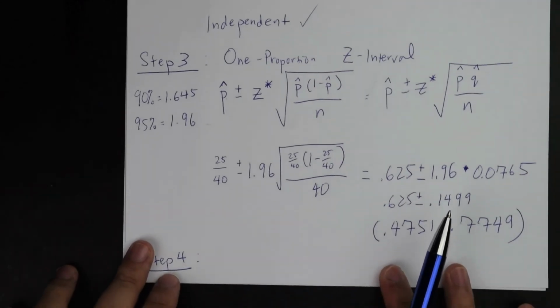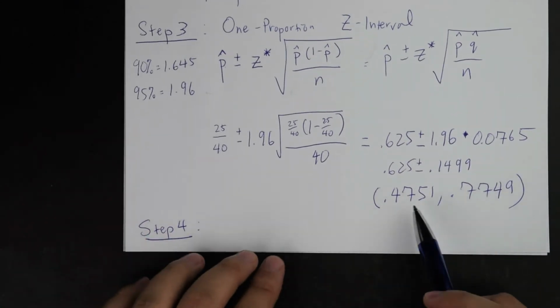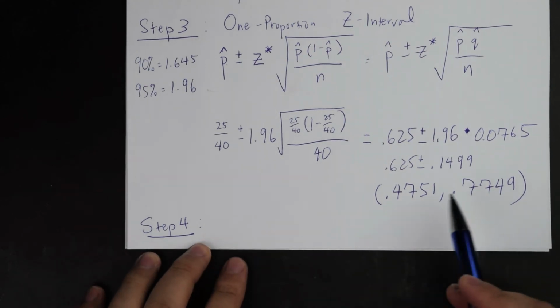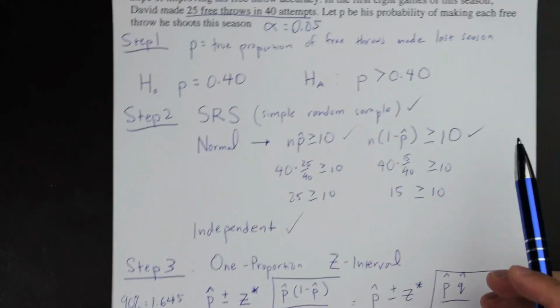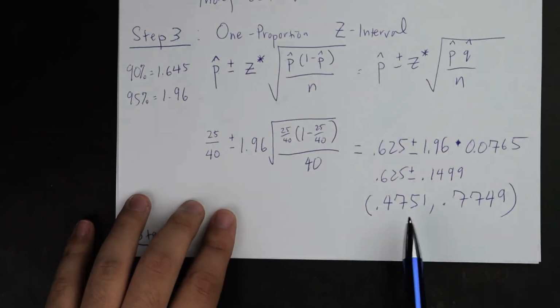And now, after his coaching and all his extra practices and whatnot, this is stating that with 95% confidence, we can state that this interval captures the true population proportion of all free throws that he made this season. And so that means that this season, this is his accuracy. Since 0.40, as we mentioned before, was his original one last season, and now it's higher than that.